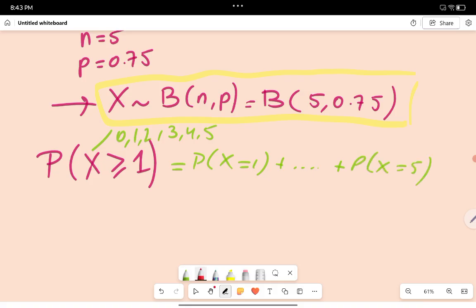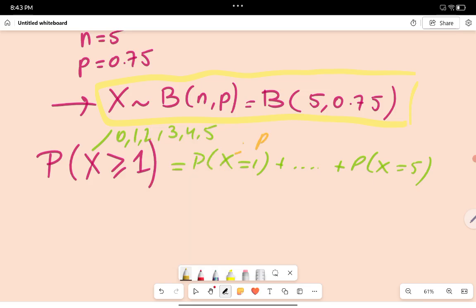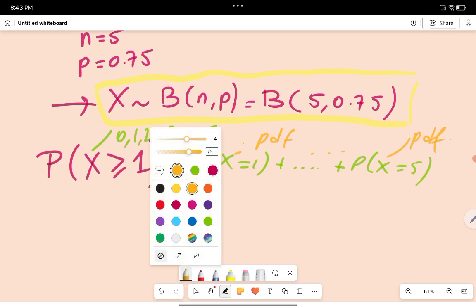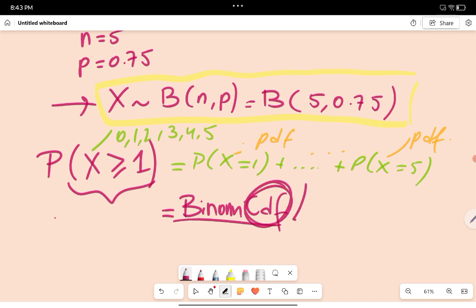If we would do these things individually, remember that we have to use PDF, right? PDF, PDF. But luckily, our calculator is helping you out with this one. So with a range, you can use CDF, okay? So this is the binomial CDF. Perfect. And remember that CDF is with a range. So you need N, you need P, the lower range and the upper boundary.